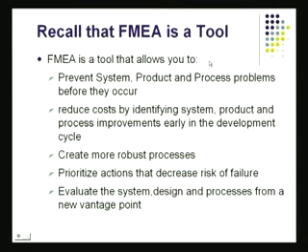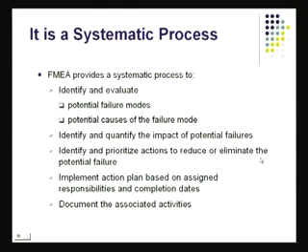We've got to recall that FMEA is a tool. It allows you to prevent system, product, or process problems before they occur. FMEA reduces cost by identifying system, product, and process improvement opportunities in the early development cycle of the product itself. And it creates a more robust process. It prioritizes actions to try to decrease risk or failure. And it also helps us evaluate systems and design from a new vantage point. This is the point of view of trying to take a vantage position of prevention. This is something that we try to do.